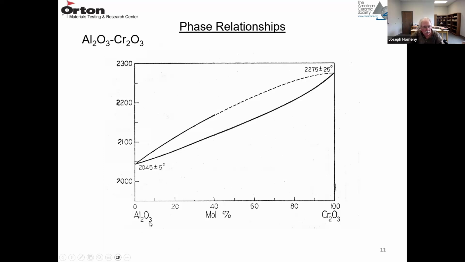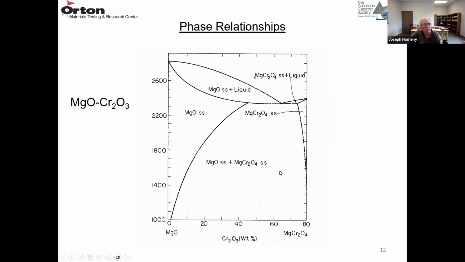The alumina chrome is a complete solid solution. Alumina on the left-hand side has a melting point of about 2045 degrees C, and Cr2O3 on the right-hand side melts around 2275 degrees C. So they're high melting point materials. And then you can see the bottom curve here, the solid line is the solidus. Everything below that is solid. So these are also high temperature materials, the complete solid solution.